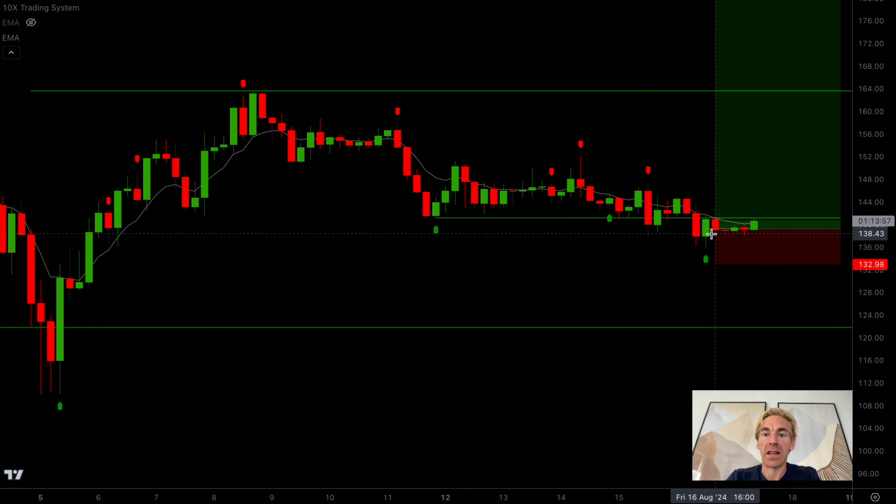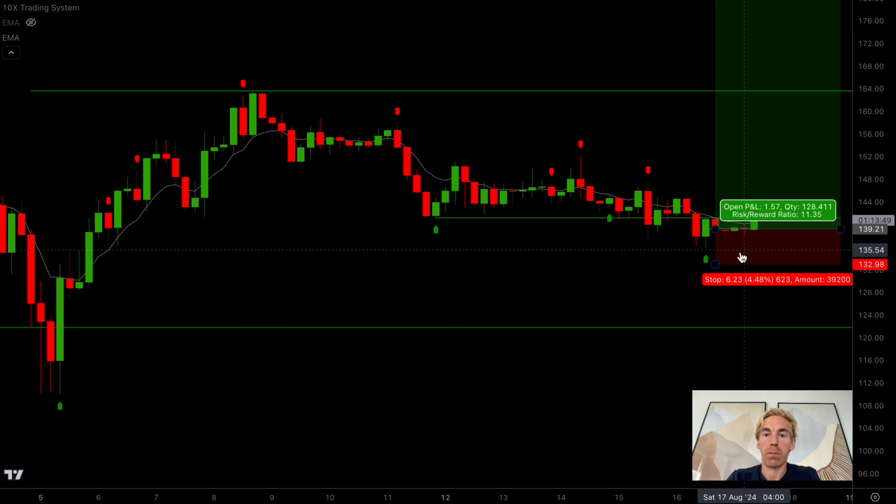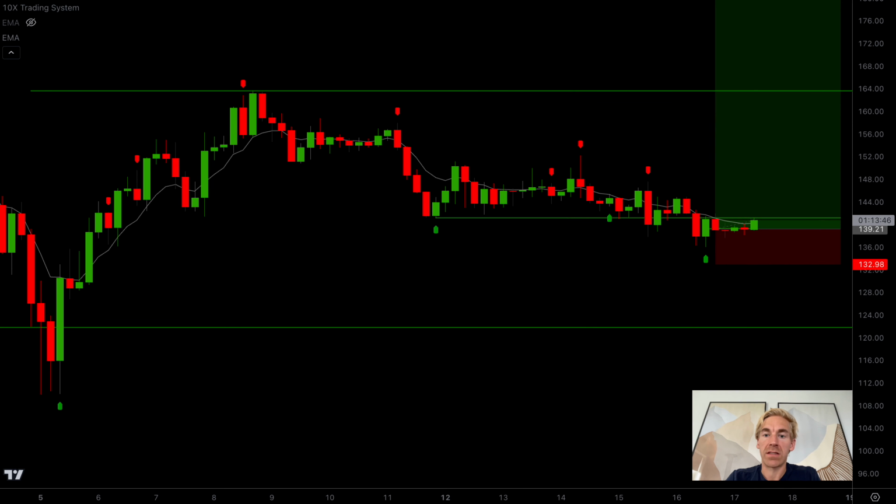Basically, we're at the level. This is a valid entry right now. And stop loss in place, good risk reward ratio, ticks all boxes. Is this 100% certain to work? Of course not. Trading is not perfect.